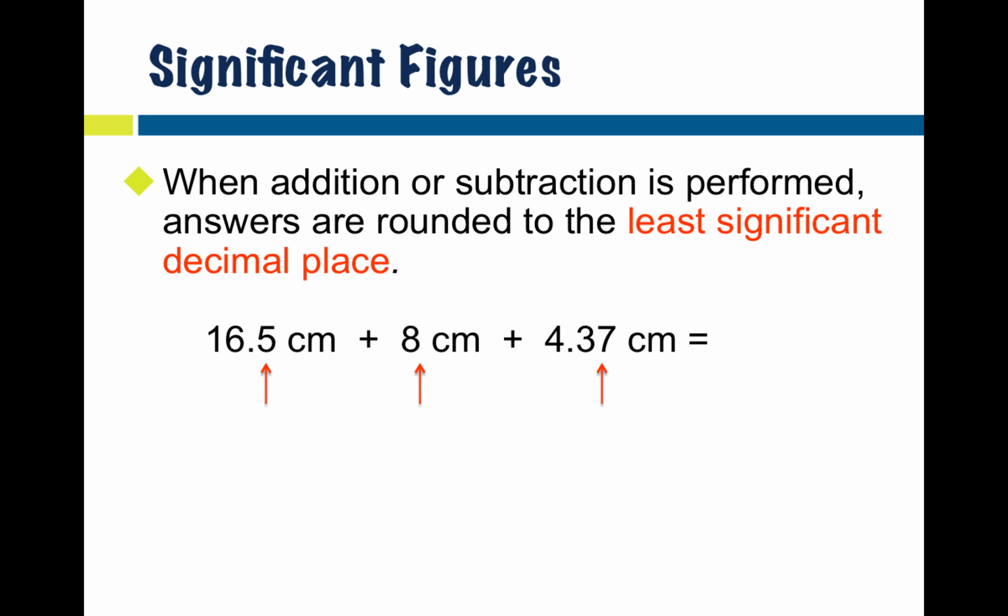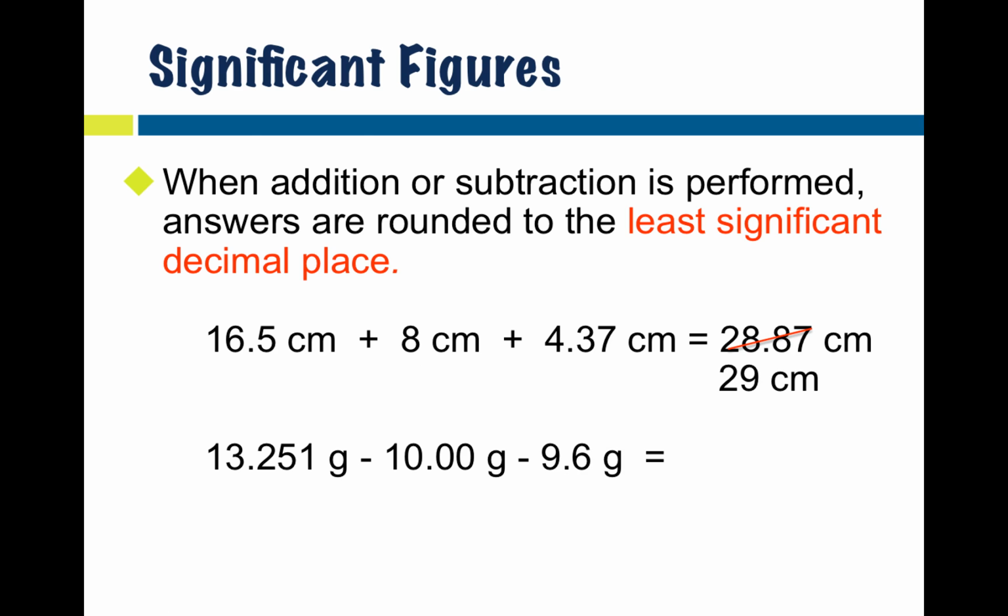So it's going to determine how many decimal places our answer will have. We have 0 decimal places here, so our answer should have 0 decimal places. Well, when we do the math, we get 28.87 centimeters, and we need to round this to 0 decimal places. So we're going to get 29 centimeters because this guy had 0 decimal places.